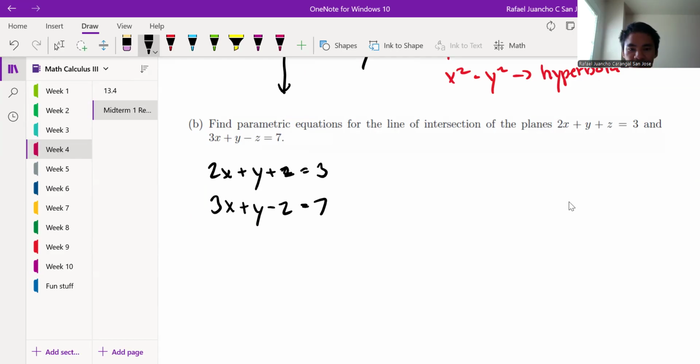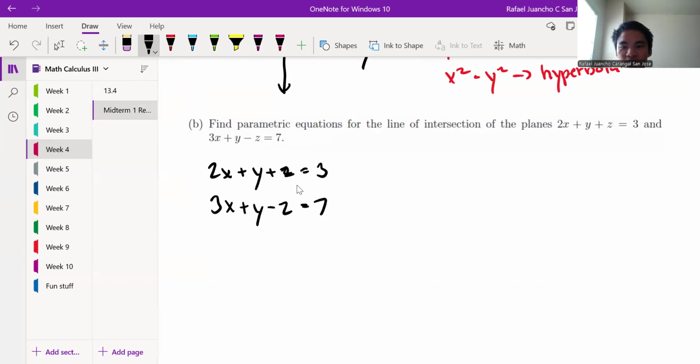Let me think. Well, maybe I could cancel these, you know? I could subtract the two things and then get something in terms of the other. I could do that. Or maybe an easier way. Well, actually, an easier way would be to look at the characteristics maybe.